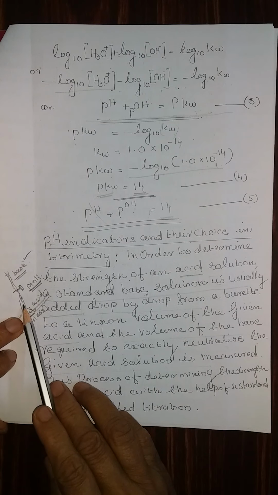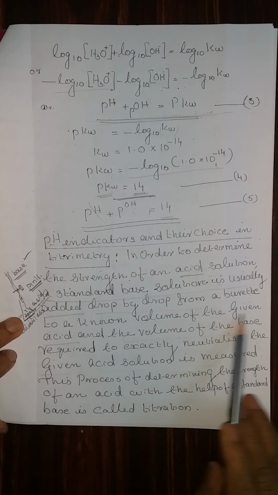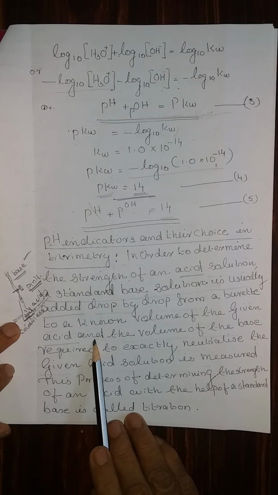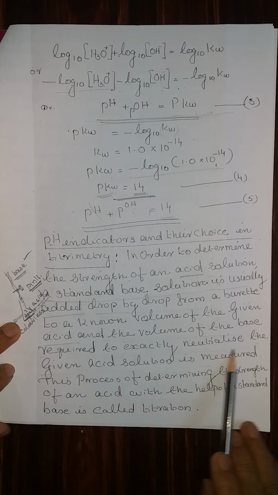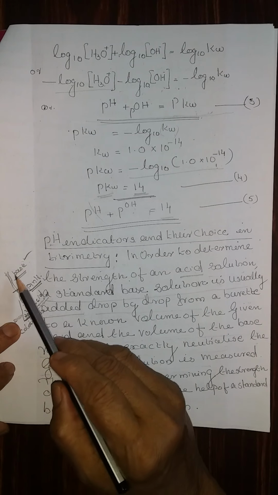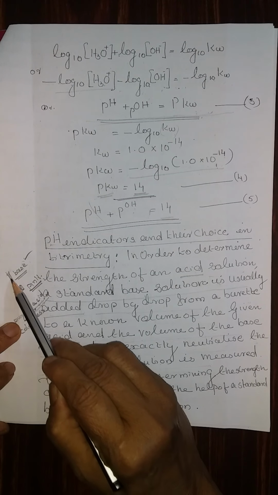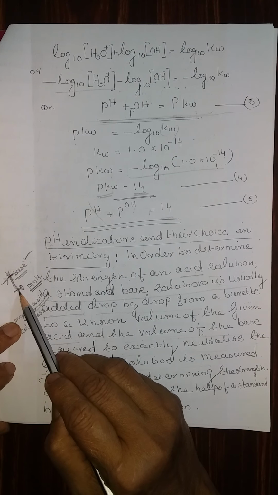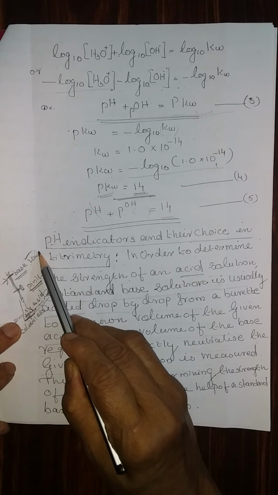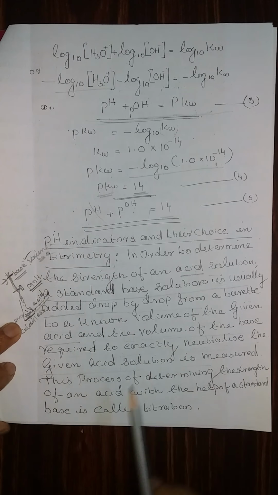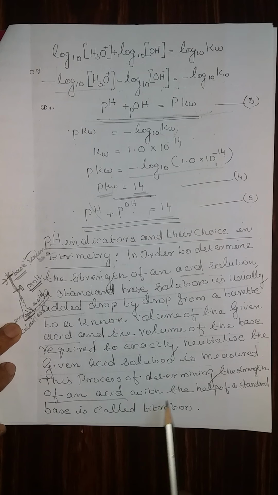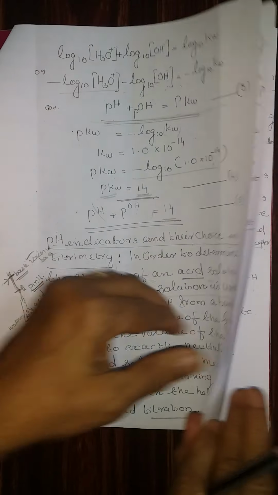That is, from a burette you add drop by drop to a known volume of a given acid. That is, the acid is taken as 20 ml. And the volume of the base required to neutralize the given acid can be measured from the burette. That means when you stop, you just look at the value on the burette. That will give you the volume of the base. This process of determining the strength of an acid with the help of a standard base is called titration. That is the basic theory of titration.